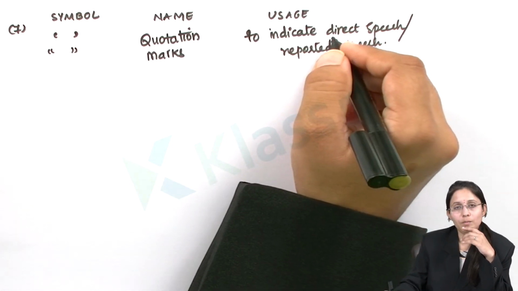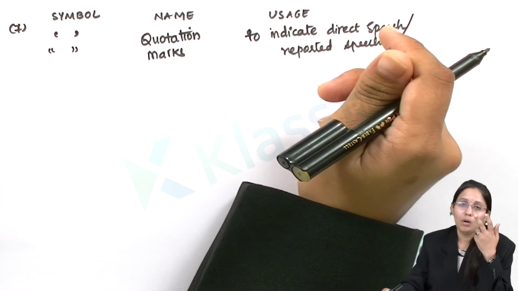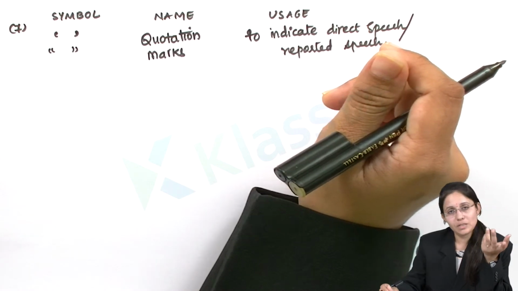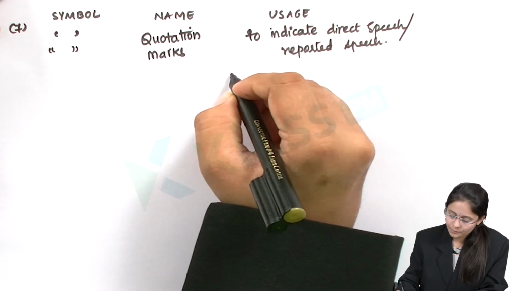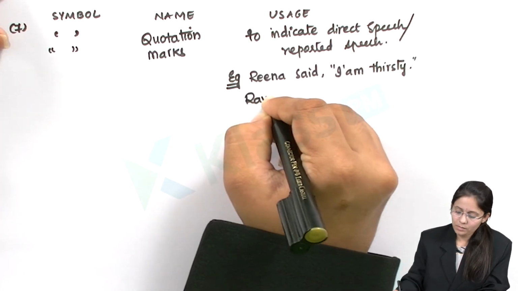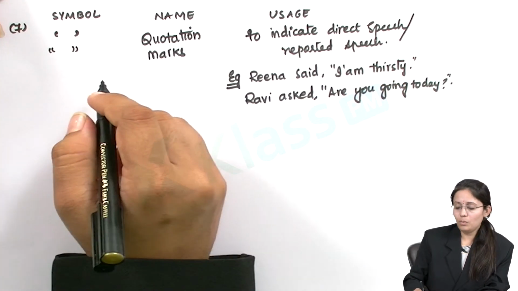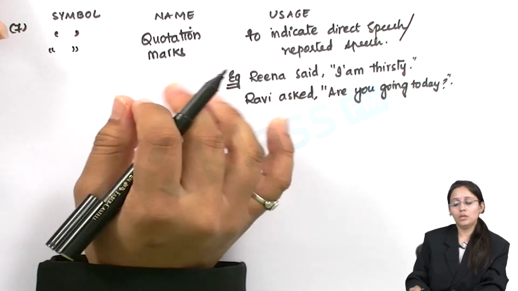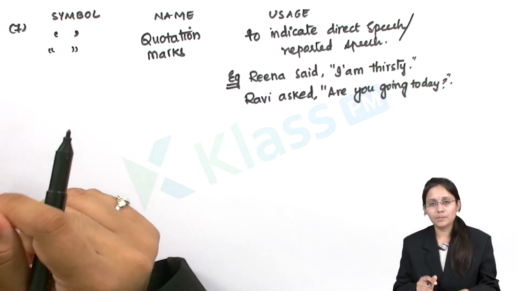These are used when we want to highlight the speech which is directly spoken by the person, the speaker. Okay, for example, Veena said, "I am thirsty." Ravi asked, "Are you going today?" Okay, so this is how we use the quotation marks to narrate the direct words of the speaker.